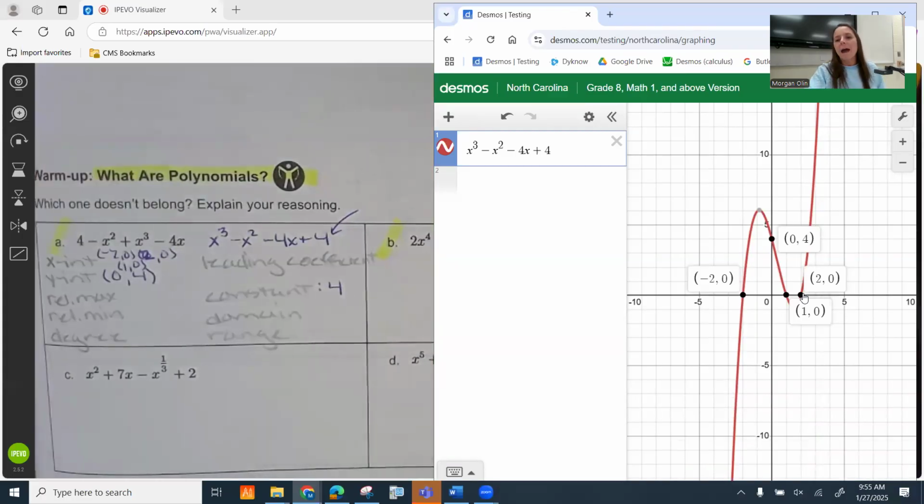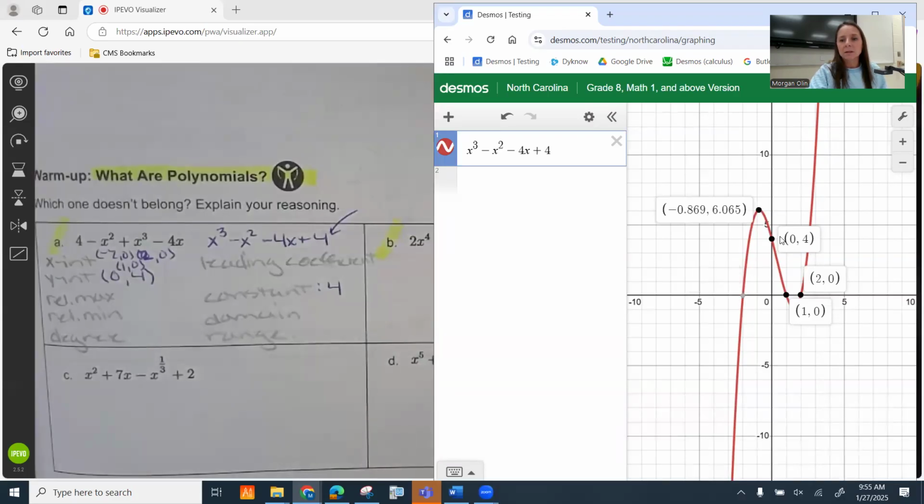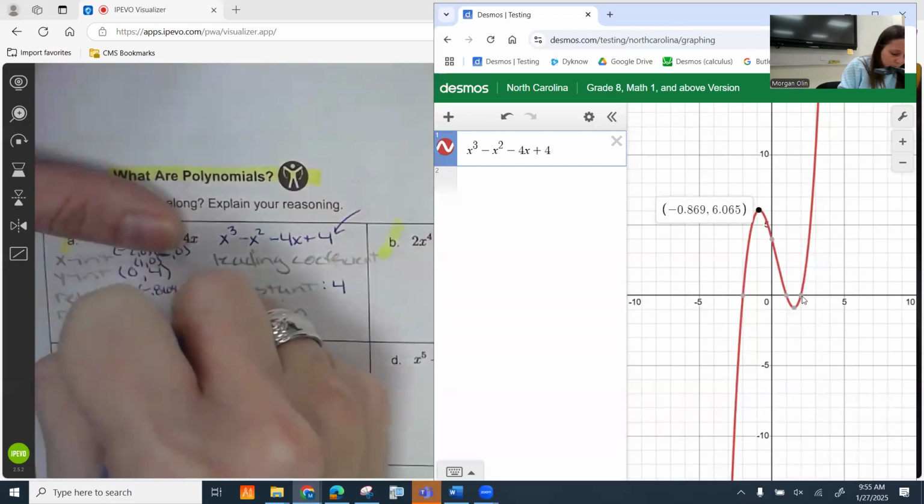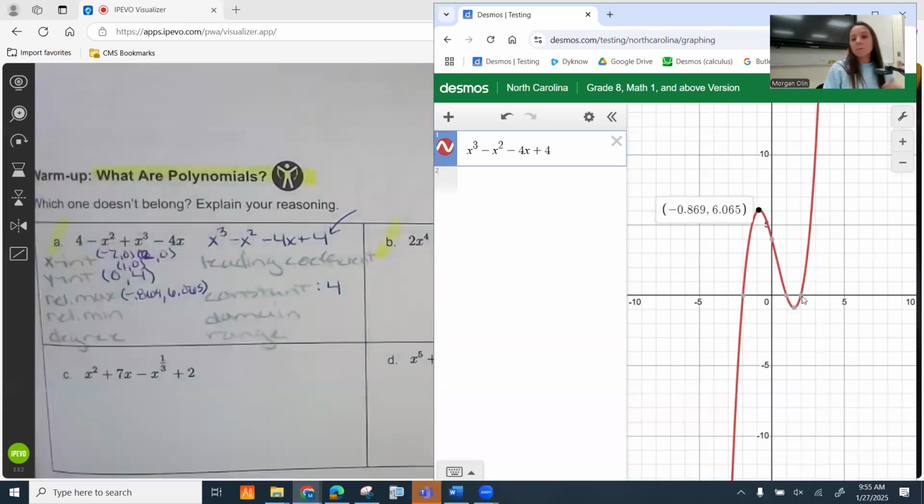Okay, relative max. When we talk about a relative max, we're talking about when it goes up and comes back down. All right, so right here is a relative max. Let me take all these other points off. All right, so I have a relative max at the point -0.869 and then 6.065. Some of those are nice and some of them aren't.